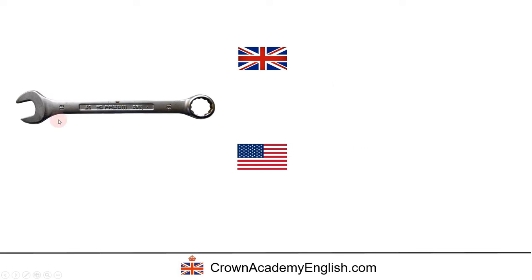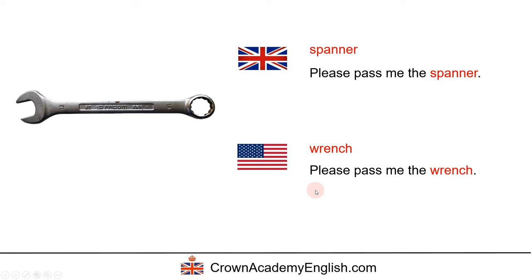This tool is called a spanner in British English. In American English, they call it a wrench. So the W is silent. So the pronunciation is wrench. Please pass me the spanner. In American English, please pass me the wrench.